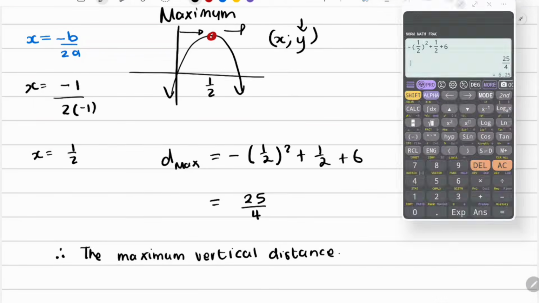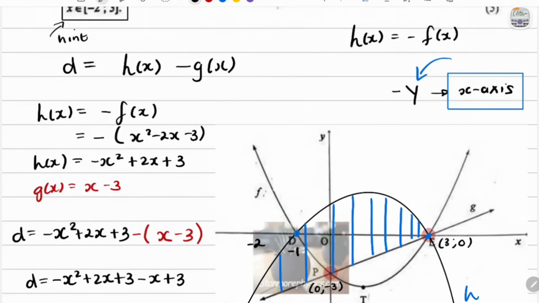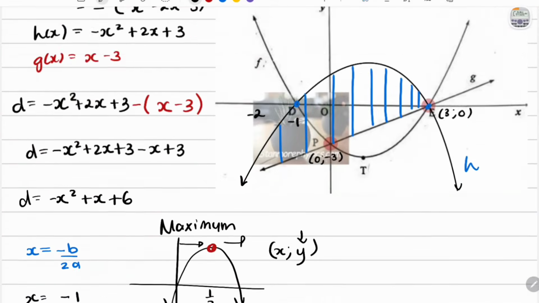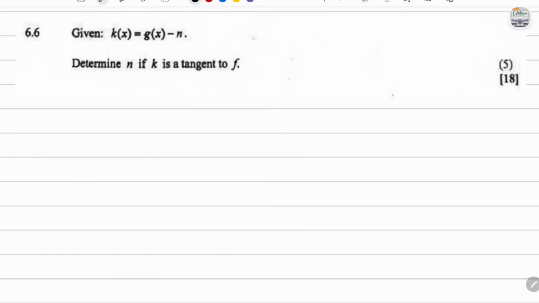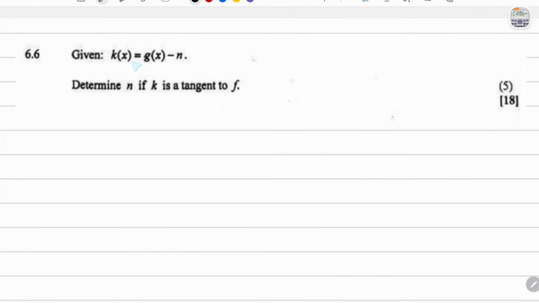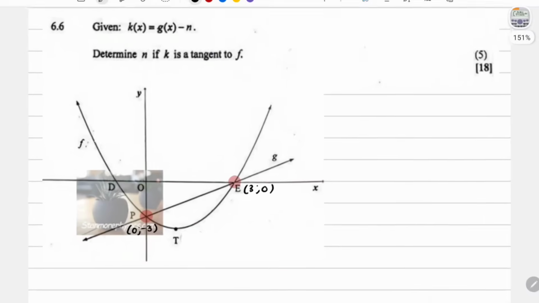So that is our maximum vertical distance, and we move on to the last question of question 6. Okay, 6.6 says, given k of x is equal to g of x minus n, determine n if k is a tangent to f. We need the graph. So I'm going to get the graph first, and let's go ahead and look at what this means. Okay, our graph is here.